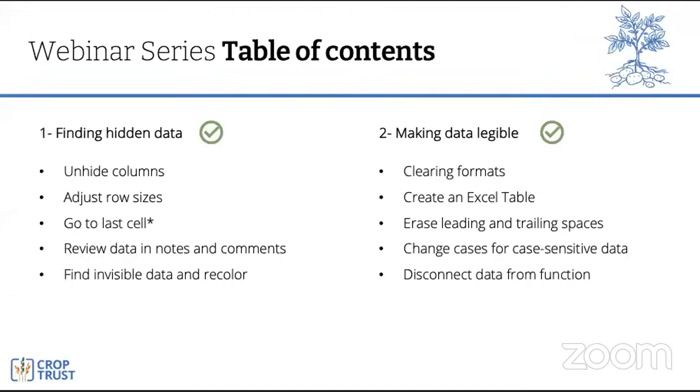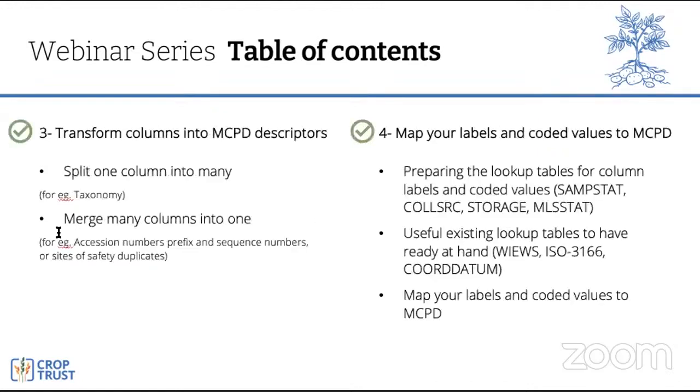What we previously did in data cleaning was finding hidden data, unhiding columns, adjusting row sizes, finding if there's any data hidden far away in the file, reviewing data and notes and comments, and finding and recoloring invisible data. And also on making data legible by clearing formats, working in an Excel table, erasing unnecessary spaces, and changing the cases for case-sensitive data.